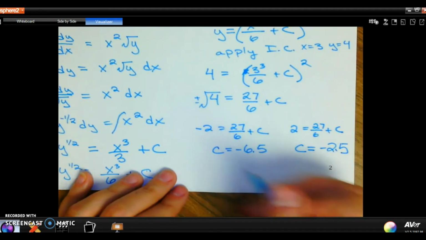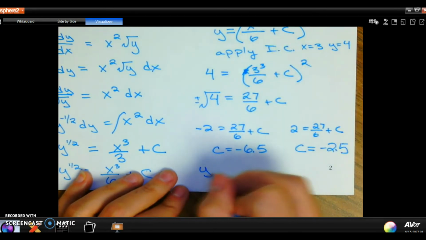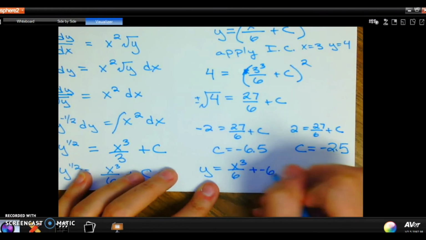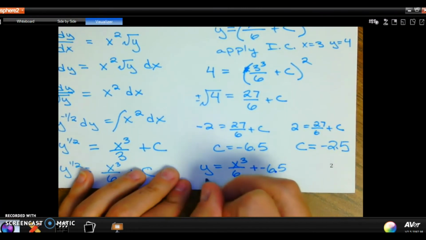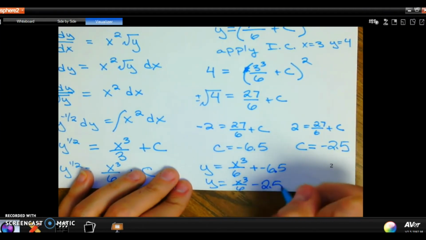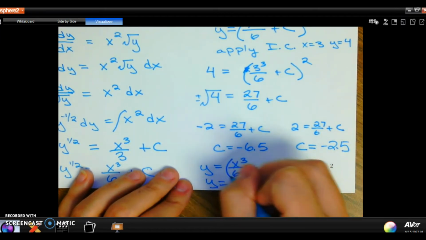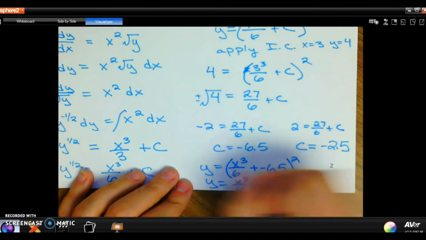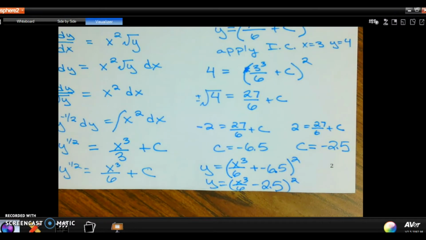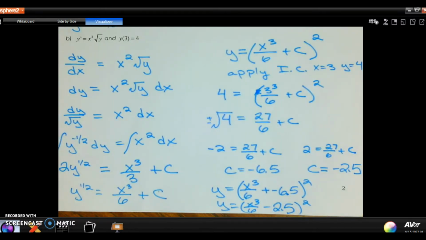And then, again, to solve it, you want to go back up and plug them in. So you've got y equals x cubed over 6 plus negative 6.5 as one answer, and y equals x cubed over 6 minus 2.5 as your other. Oh, it's that whole thing squared though, isn't it? There we go. So that whole thing squared and this whole thing squared as your answer for that. Okay, and that's the easy versions. The next examples I'm going to do are going to use our log properties, and we'll have to rearrange e so that we can use it in a way that's more useful to us.